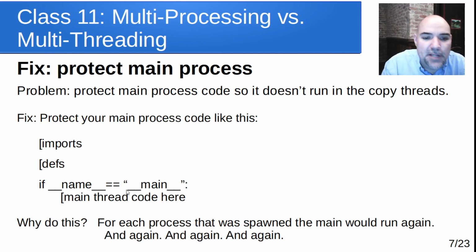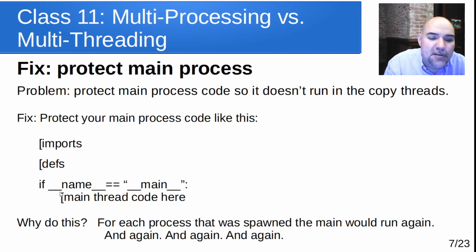So you have to protect your code. If you get a weird error that says something about code must be inside of main protection or something like that, that's the reason. So the way you'd set that up is you have your imports at the top, any definitions you have here, including variables and other things that you have, functions, classes, whatever. And then you have the main thread code protected inside this if statement.